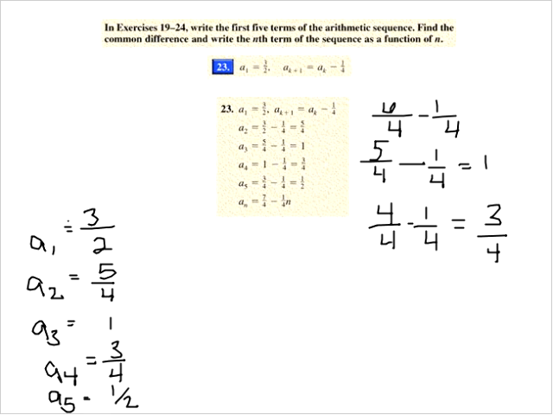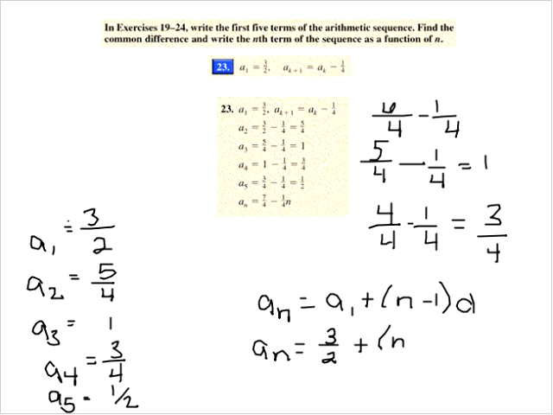It does say to write the nth term of the sequence. The nth term can be determined by taking your first term plus n minus 1 times your difference. So here, a sub n equals 3/2 plus n minus 1 times negative 1/4, because we are subtracting off 1/4 each time.